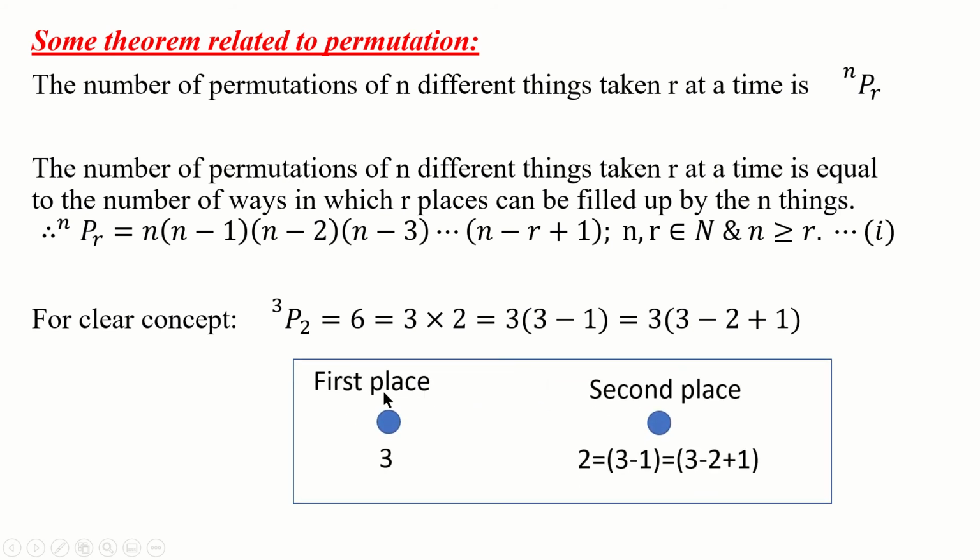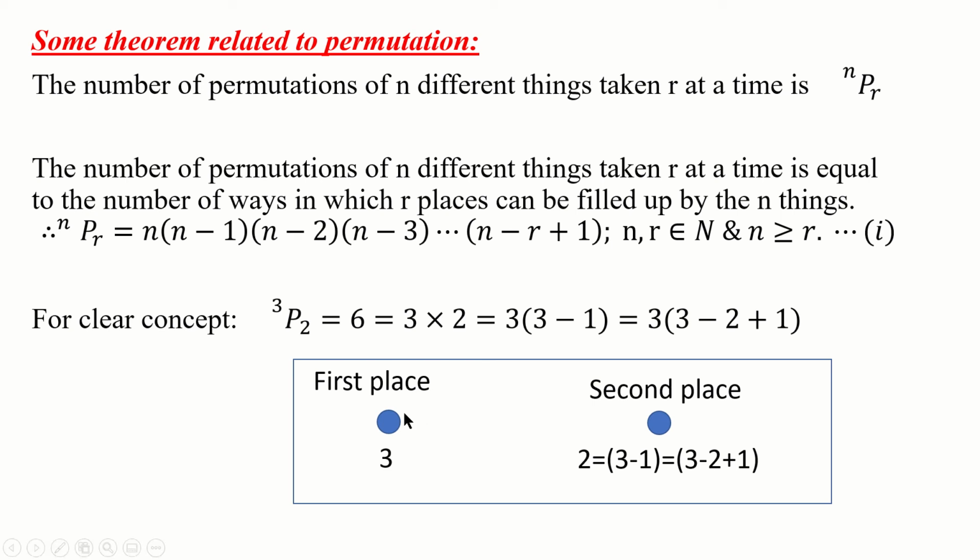And follow the diagram. The first place can be filled up in 3 ways, but the second place can be filled up in 2 ways because repetition is not allowed. If 1, 2, 3 are 3 different things, when you fill the first place using 1, the second place will be 2 or 3. So the second place can be filled up in 2 ways, as no repetition. Remember this.